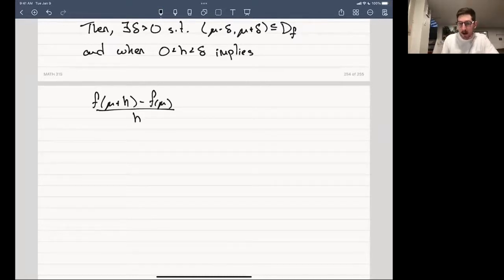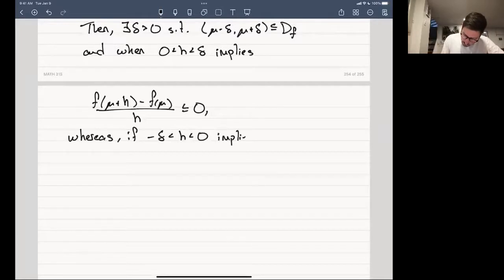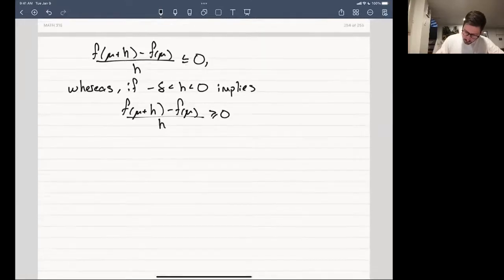Well, we know that mu is a local maximum. So that means f of mu plus h is smaller than f of mu. So the top of this thing is negative. h is a positive value, means the whole quotient is less than or equal to 0. Whereas if negative delta is less than h, which is less than 0, so essentially thinking about the limit coming from the left, this implies, well, that quotient, again, the numerator is negative, but now I'm dividing by a negative number, tells me I'm greater than or equal to 0.